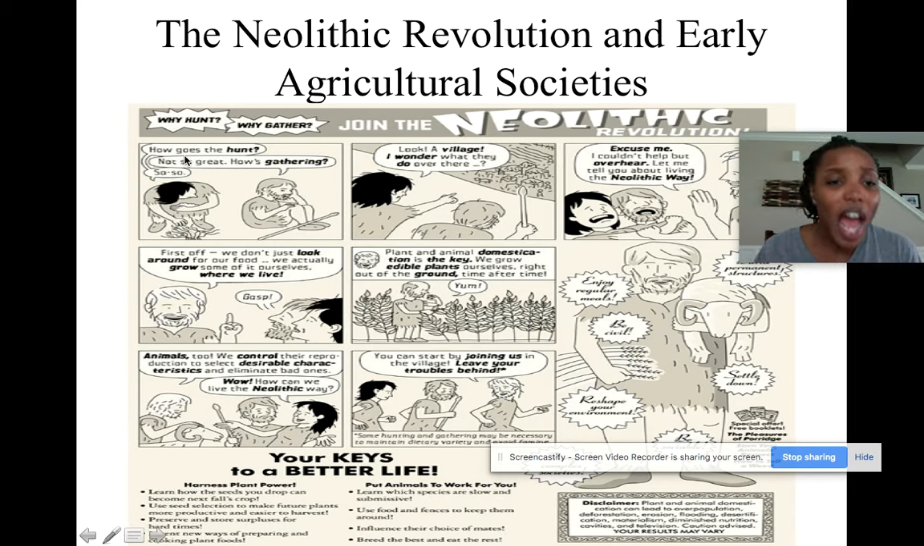It says, "How goes the hunt? Not so great. How's gathering? Oh, so so. Look, a village. I wonder what they're doing over there. Excuse me, I couldn't help it over here. Let me tell you about living the Neolithic way." First off, we don't just look around for our food, we actually grow some of it. Plant and animal domestication is the key.